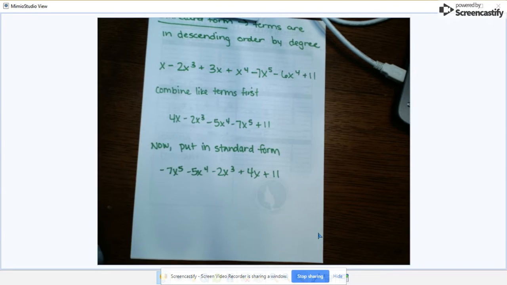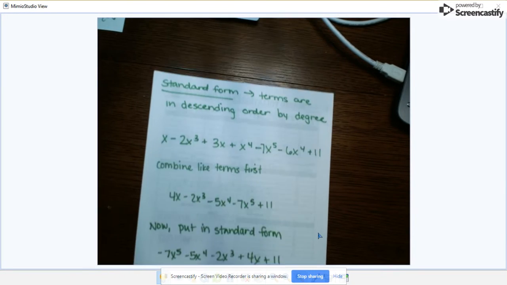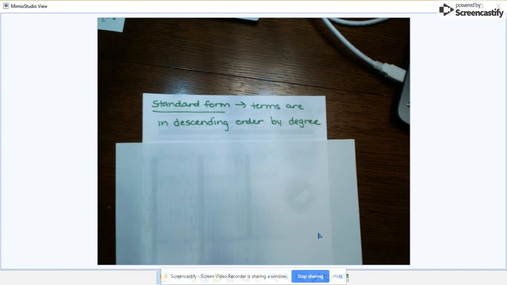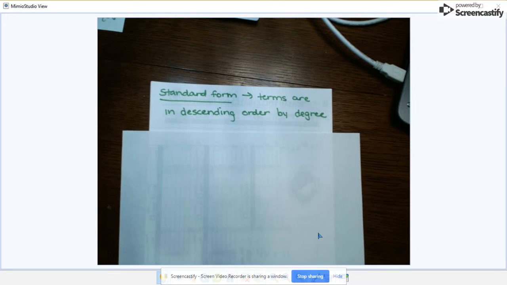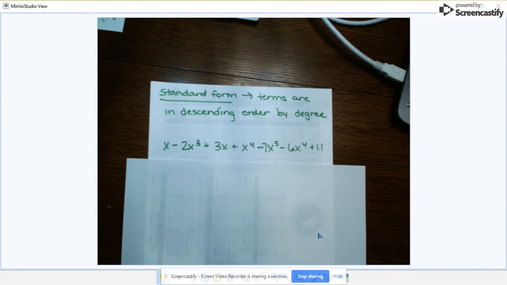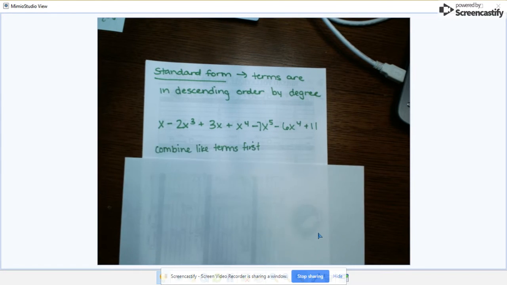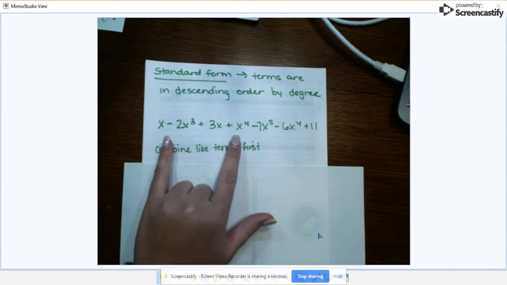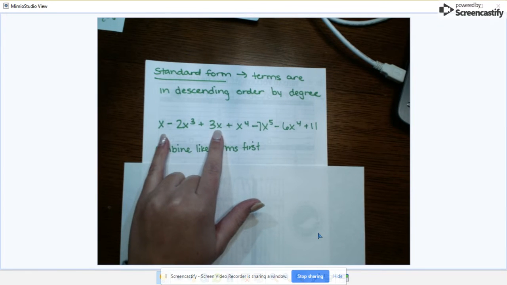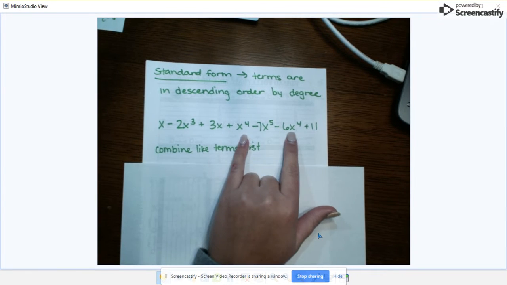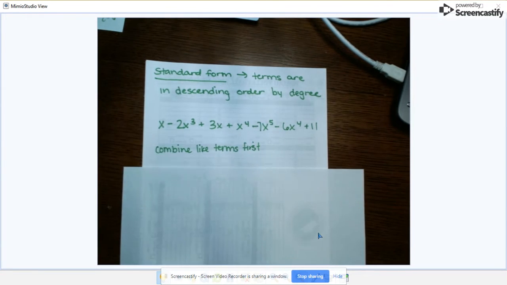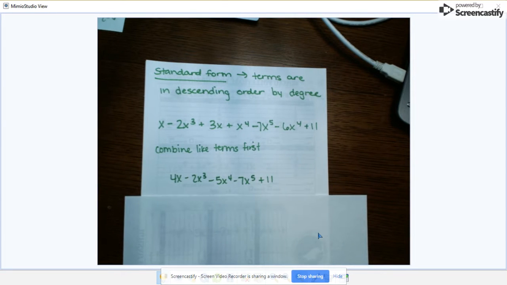Okay. Another thing that comes along with polynomials is standard form. So we're going to write standard polynomials in standard form, which means that our highest degree will go on the left and we'll work to the right. So here's a long polynomial. The first thing we need to do is combine any like terms. So it looks like we have some x's and then a couple x to the fourths that we need to combine. So when we do that, it looks like this.